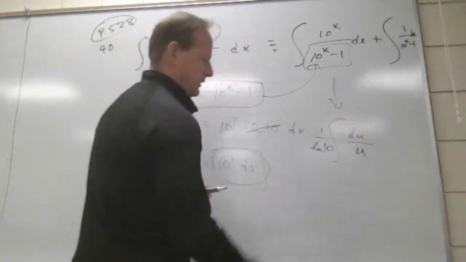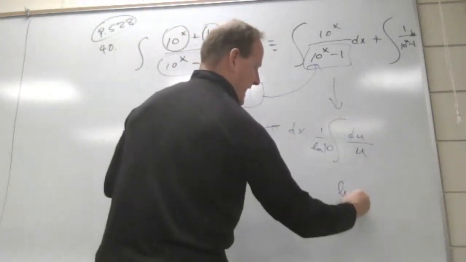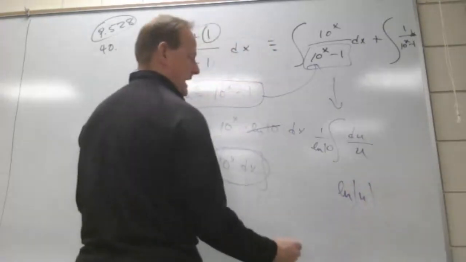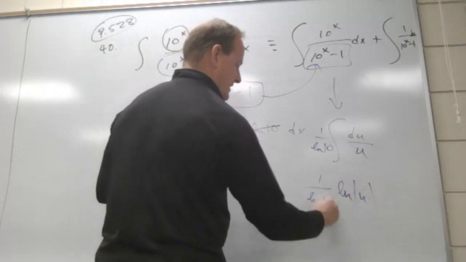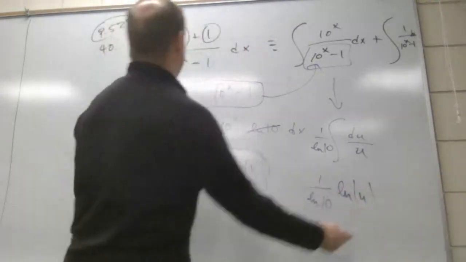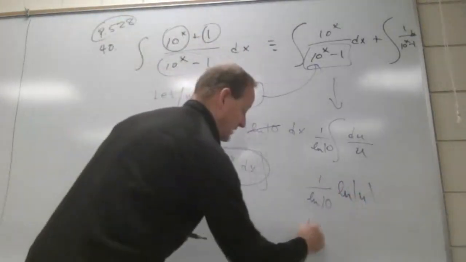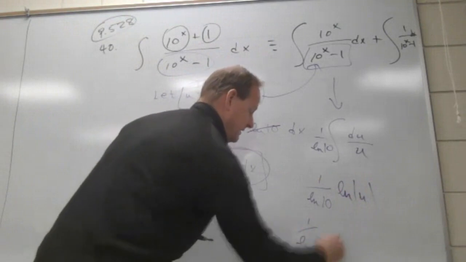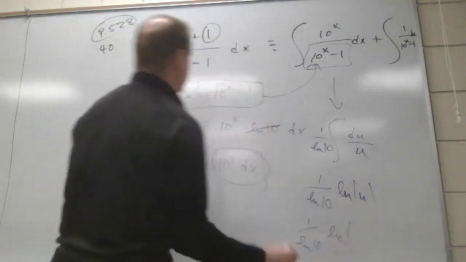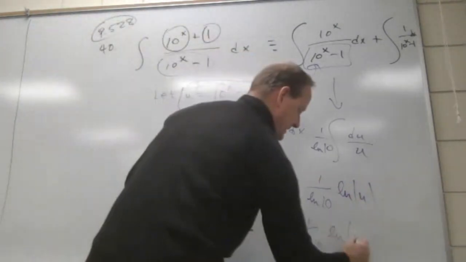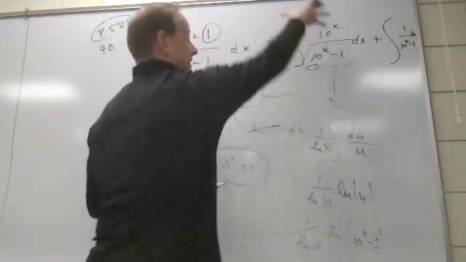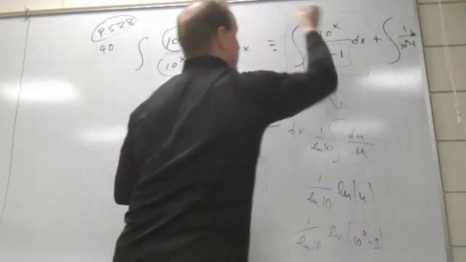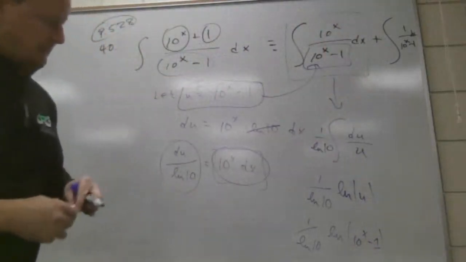So what's the integral of 1 over u? That'd be the natural log of the absolute value of u, right? And then plus c. But anyway, times 1 over natural log of 10. Substitute back in what u is. So it's 1 over natural log of 10 times the natural log of the absolute value of 10 to the x minus 1. So that's the left one.